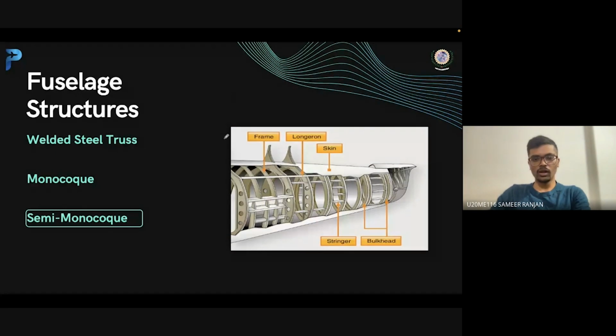So they fused the above two structures, the welded steel truss and the monocoque, and formed a semi-monocoque structure, in which they used longerons and stringers to attach the bulkhead to distribute the stress in both the longitudinal and radial directions, and over it they wound the skin, so that we can even keep a few payloads, and nowadays it is used in commercial aircraft.